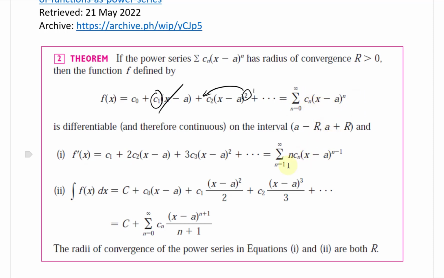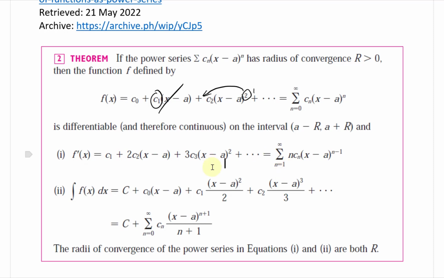And now this becomes the summation from n equals 1 up to infinity of n Cn (x minus a) to the power of n minus 1. Again, just a basic derivative rule. The n goes down, subtract by 1. And we start from n equals 1 because n equals 0 has vanished, so you could just ignore that.